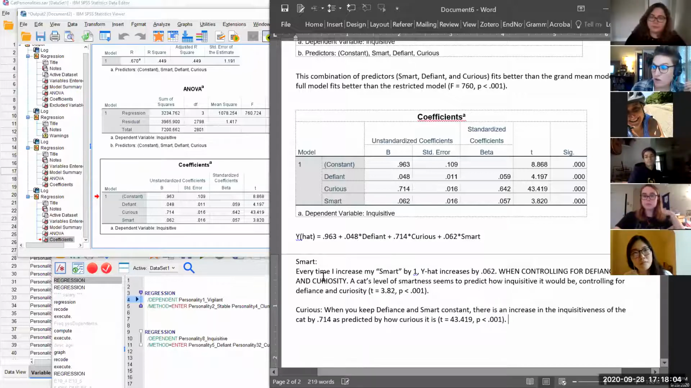So this is a whole other way to say it. I did not give you this as an example, but this works just fine. You can say this, keeping defiance and smart constant. So you put that clause at the beginning of the sentence, which is totally fine to do. There's an increase in the inquisitiveness of a cat by 0.714, as predicted by how curious it is. Very nice. That's a nice pithy one.